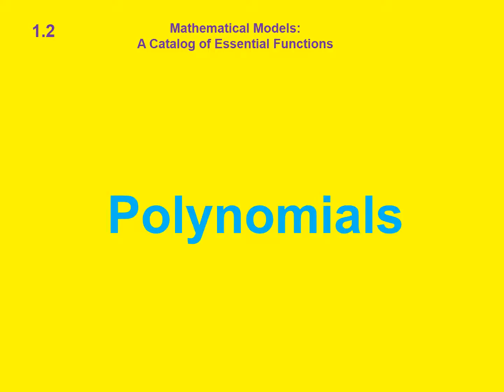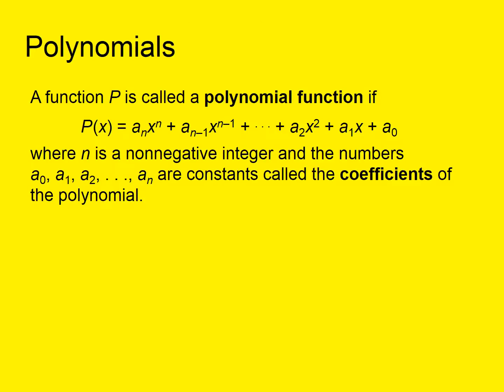Okay, 1.2, Objective 2, Polynomials. So now the mathematical models at which we'll be looking are polynomial. Function p is called a polynomial function if p of x is all of that. Now that is quite an expression right there.